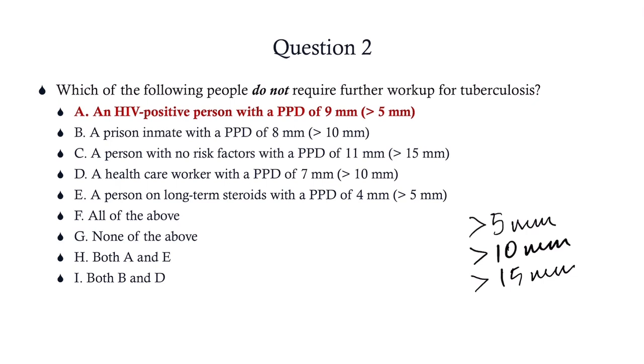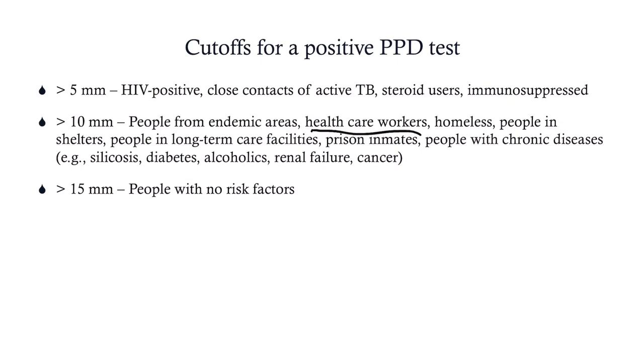So we look here, HIV positive person, that's more than 5 millimeters. This is 9 millimeters, so that's the right answer. So this is just memorization, but you can memorize all these things if you want. But like I said, more than 5 millimeters, think of sick people and close contacts. More than 10 millimeters, think of people who have high risk factors. And then more than 15 millimeters is people with no risk factors.